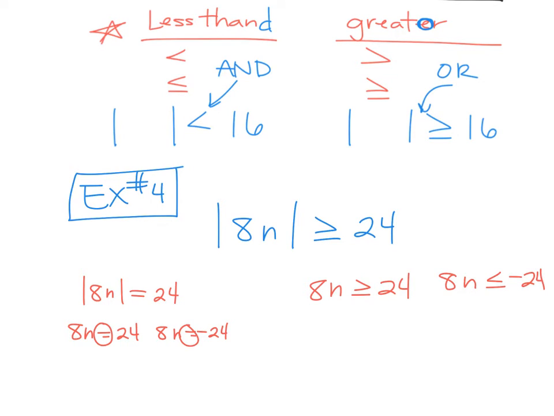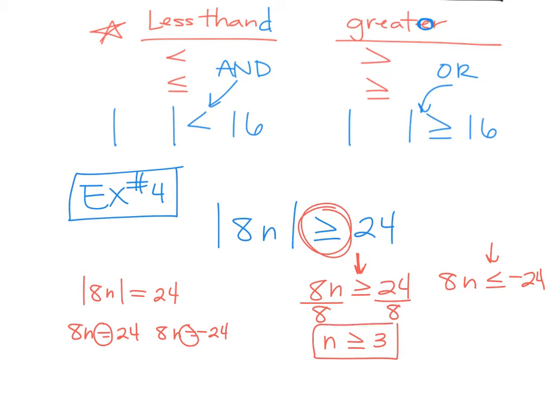Does that make sense? So if you consider what we did yesterday, the only difference is you're going to put a symbol here and the opposite symbol here. The symbol that goes in the first one, the positive one, is the one you started with. The symbol that goes in the second one is the flipped version of that. Okay? So if we solve this, divide by 8, we get n is greater than or equal to 3. Okay? Divide by 8 here, we get n is less than or equal to negative 3.